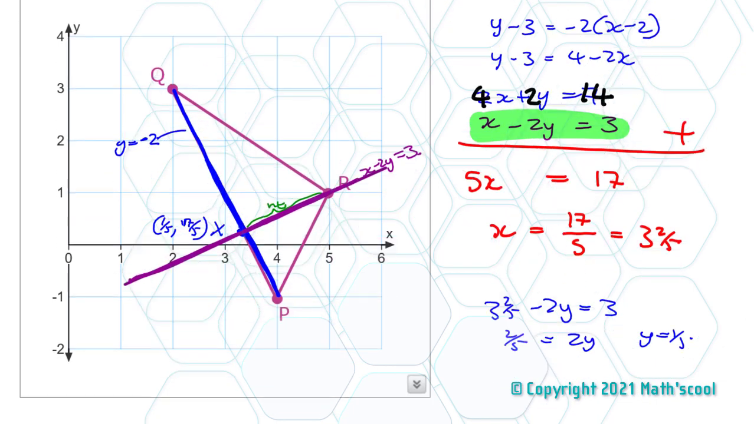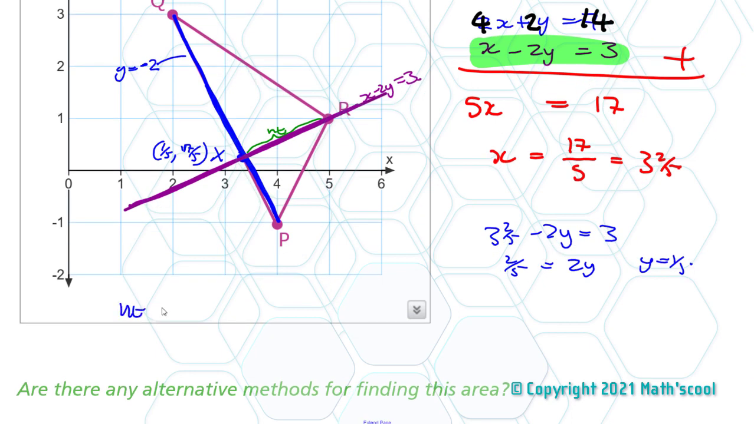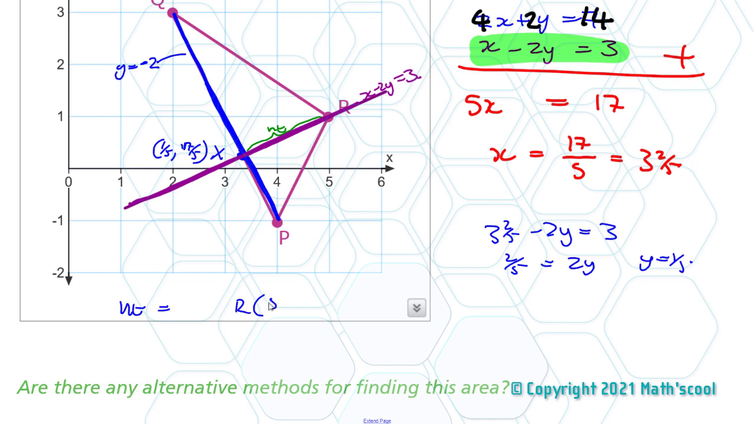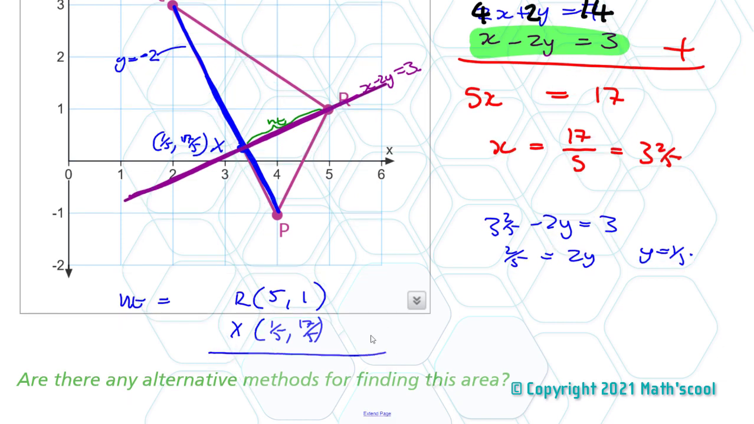Okay, and then we said we were going to use that to work out the height. So the height is the distance from X to Q, X to R. So R is 5 comma 1, and X is 1/5 and 17/5. So if I want to find that, I need to subtract them. So 1 minus 17/5, so that's minus 12/5, and 5 minus 1/5, so that's going to be 4 1/5.